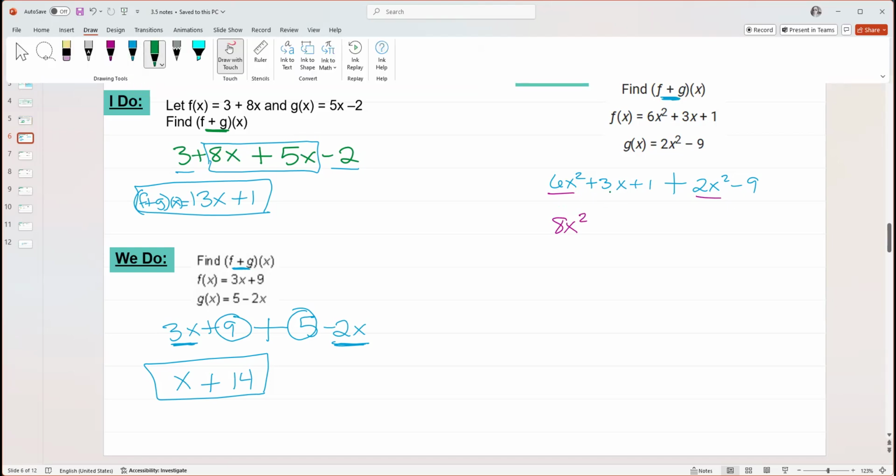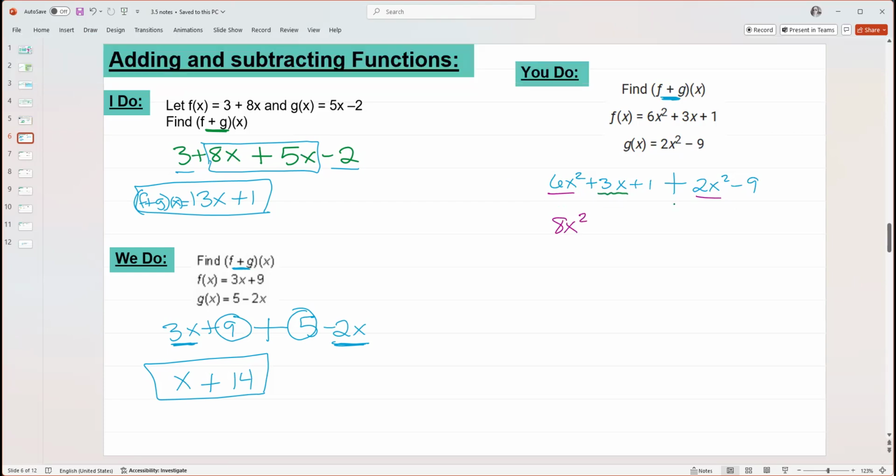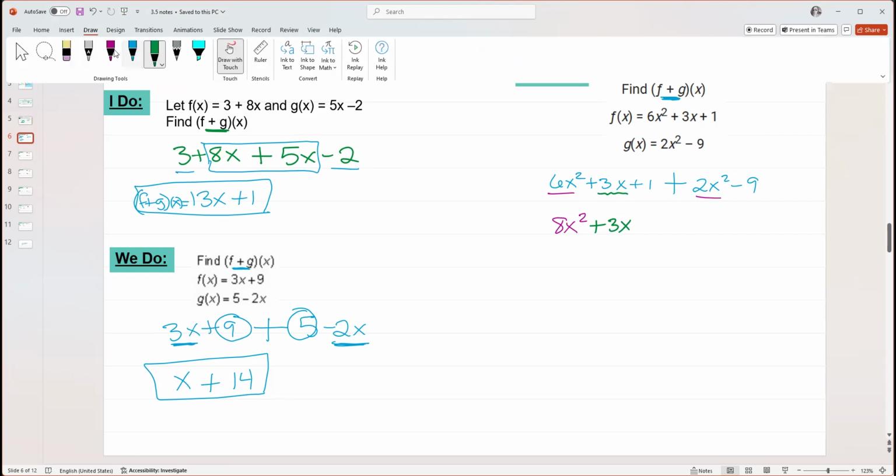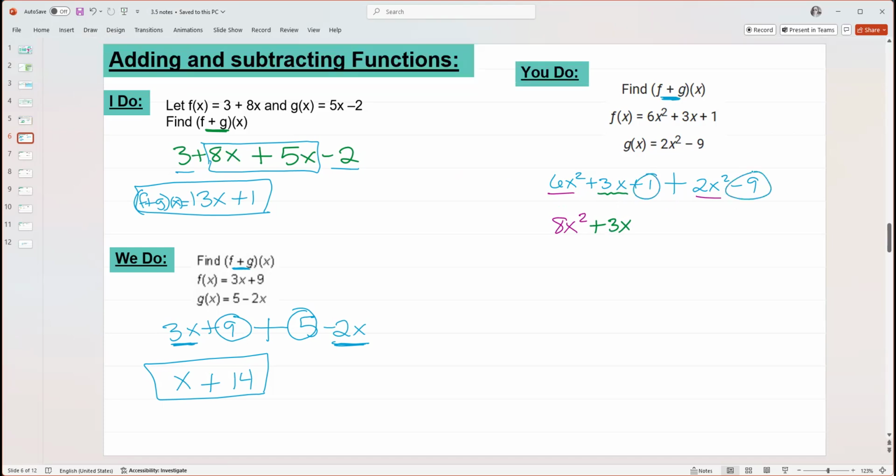Then I'm going to go to the next one. All right, used my x squareds. Next one, 3x. Are there any other x terms? There are not. So I'm just going to bring that one down. So plus 3x. And then the last one, we'll just use blue again. Plus 1 minus 9. So 1 minus 9 is going to be negative 8. And again, if you're not sure, use your calculator. Put a box around it, you're done.